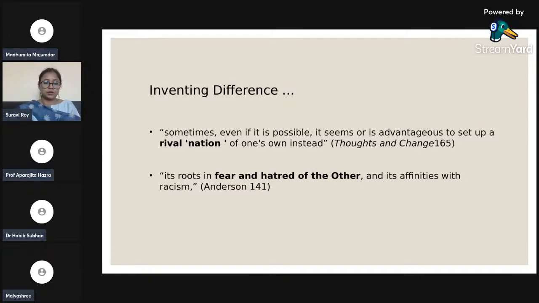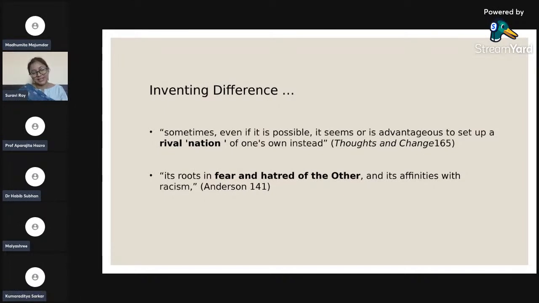Benedict Anderson too refers to the idea of the nation requiring an other. He says that in this way it shares affinities with racism. But nonetheless, it's an interesting idea, because you need an other for the formation of one national identity. So there has to be a rival. It helps immensely if there is a rival nation against whose differences you are constructing your own national identity. And this is where we can come back to the upside down house, which we began with.